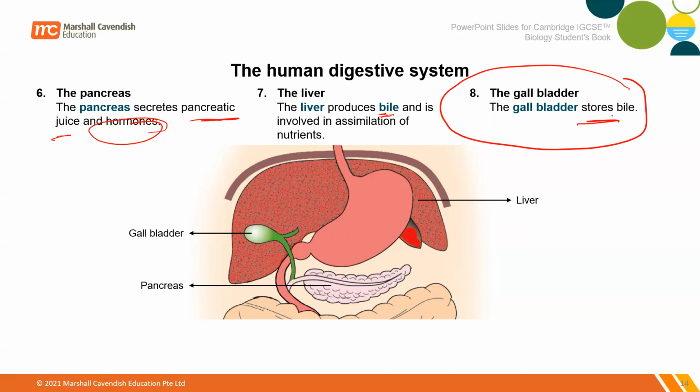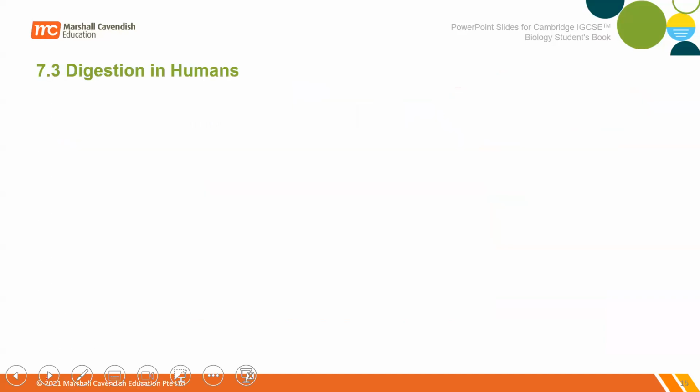So again, the liver produces bile, but the gallbladder stores bile, because it might make a difference and you might lose marks if you wrote the opposite. The production process happens in the liver, but the storage process happens in the gallbladder.